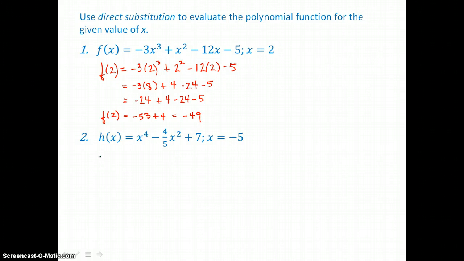Okay, let's try that again with h of x. In for x, we're going to put negative 5. So we'll substitute.